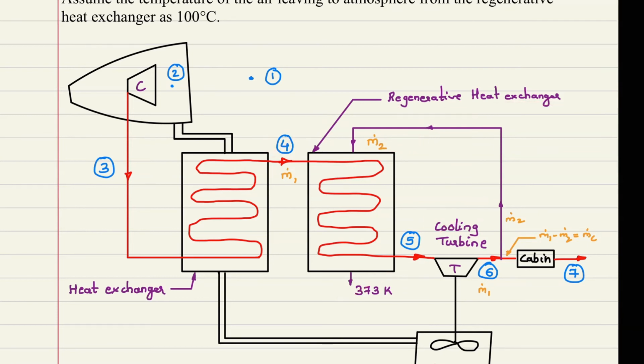So what can we use here? We can use the first law of thermodynamics. The rate at which heat is given by this m1 mass is equal to the rate at which m2 absorbs the heat in the regenerative heat exchanger. Okay, so we'll write down that.